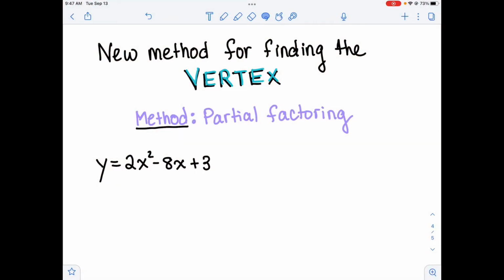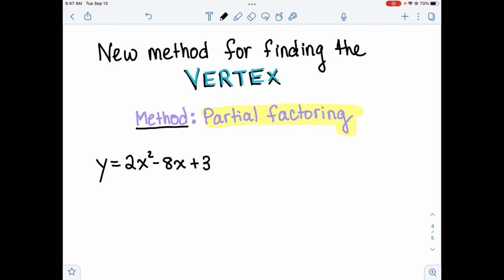Okay, in this video, we're going to learn a new method for how to find the vertex of a quadratic function. And this method is called partial factoring. So it's just a different way where we can find the vertex of a quadratic.